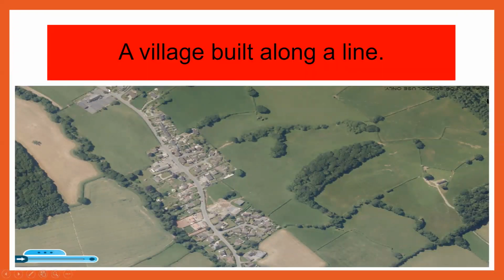As I've already said, sometimes a village might be built along a line. So this village is built along this road here, and then there's very little in the surrounding areas. So it's all along this one line, and then when you go a bit further out, you won't have any more of the village. That's the village finished.